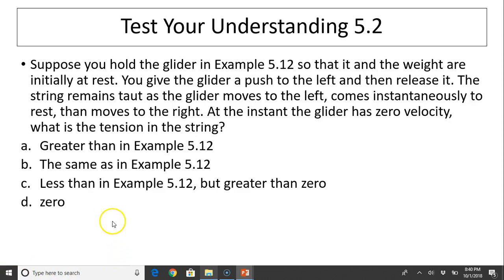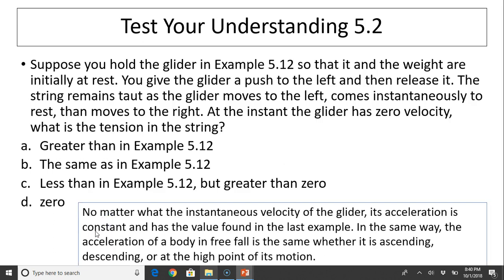You can compare this, as a matter of fact, with an object in free fall. No matter what the instantaneous velocity of the glider, its acceleration is constant, and it has the value found in the last example. In the same way, the acceleration of a body in free fall is the same whether it is ascending, descending, at the high point of its motion, or at rest. That's the point at rest. So the answer is the same.